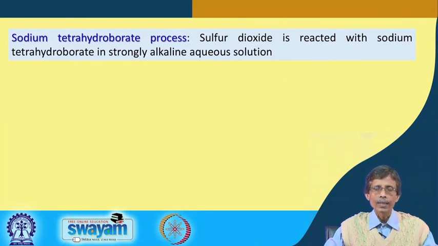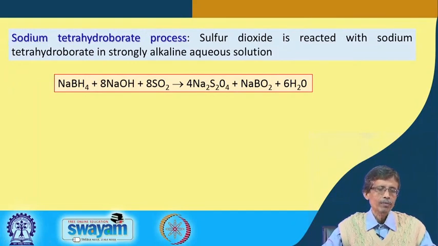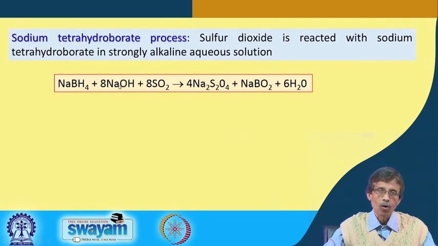And today we take another example, the typical reducing agent we use in the laboratory, sodium tetrahydroborate, NaBH4, that means hydride ions will be used. It is a hydride reduction process where sulfur dioxide in a strongly alkaline aqueous medium is treated with a sufficient amount of sodium borohydride. So, our plan is to reduce sulfur dioxide in strong alkaline medium, because the reactivity depends on the pH of the medium.